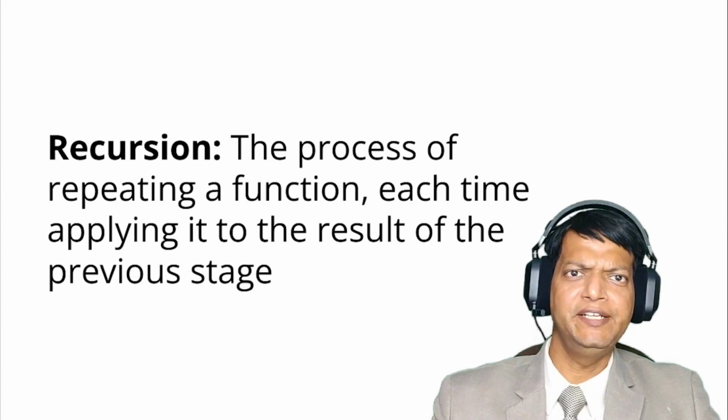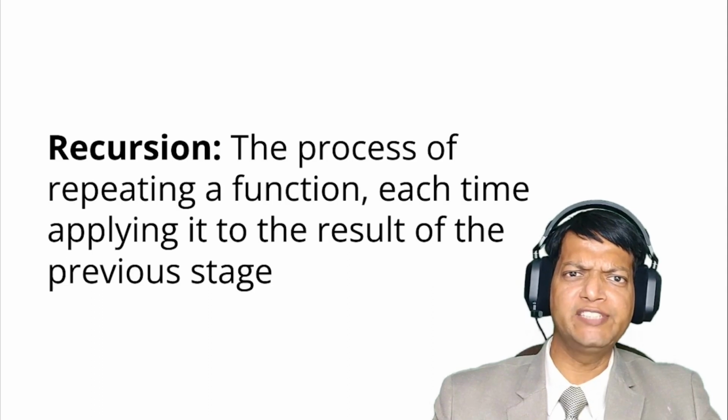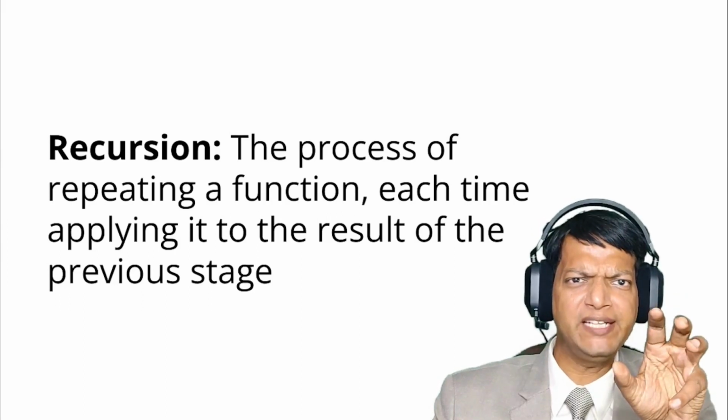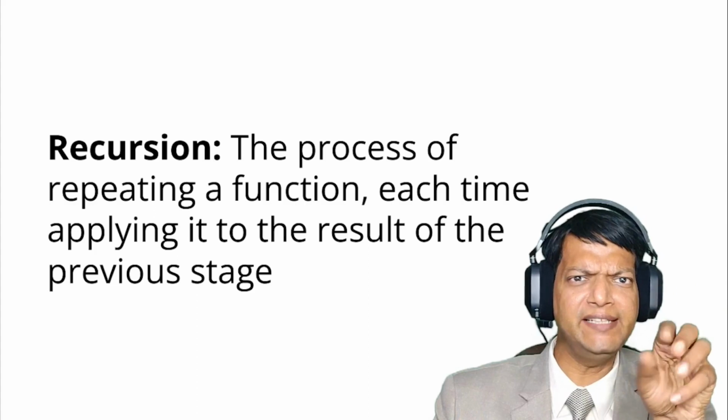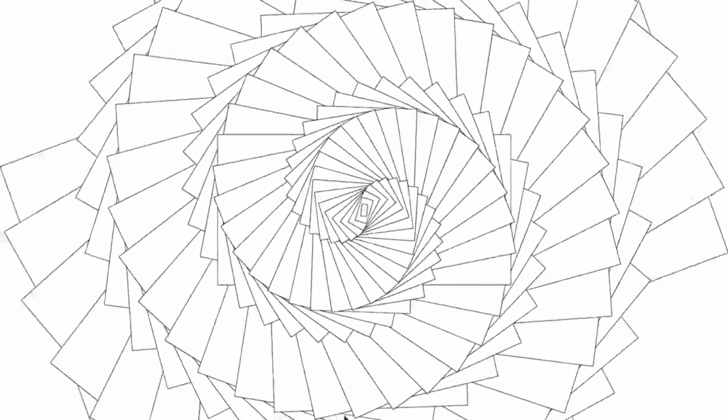In a dictionary, recursion is defined as the process of repeating a function, each time applying it to the result of the previous stage. So, if I draw a rectangle, rotate it by a certain angle, enlarge it, and then again repeat the process, I'm performing recursion. Let us see this in action. What is happening is, we are drawing a rectangle, rotating it, enlarging it, and then again repeating the process, which is leading to this interesting pattern.